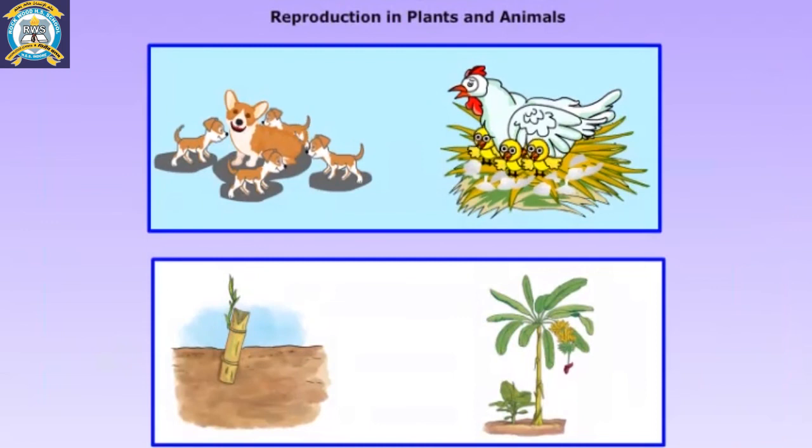Most plants reproduce through seeds. The seeds germinate in the soil and grow into young plants. Some plants can also reproduce by other ways. For example, sugarcane grows through cuttings from the stem. The underground stem of the banana plant can produce a young plant of its own.